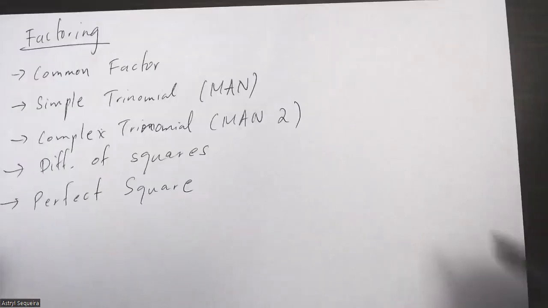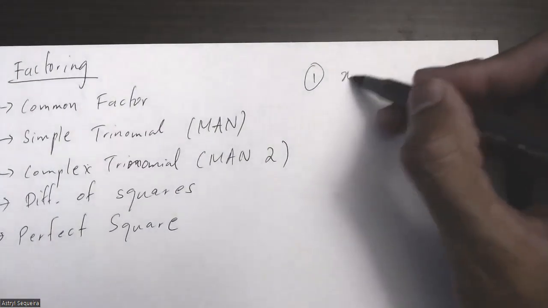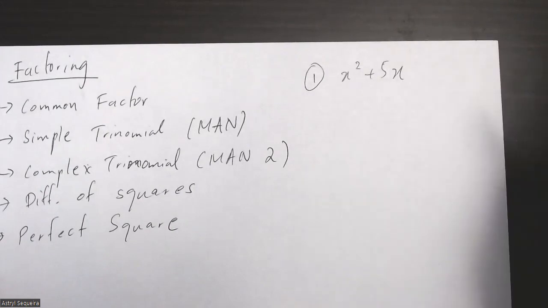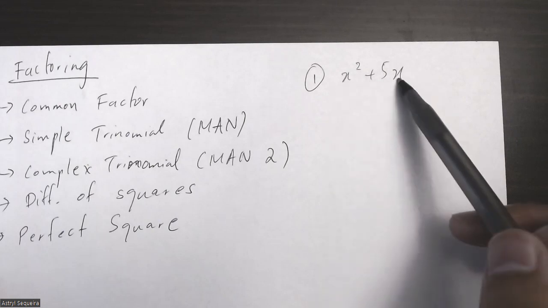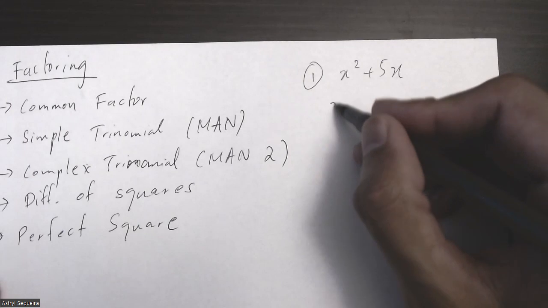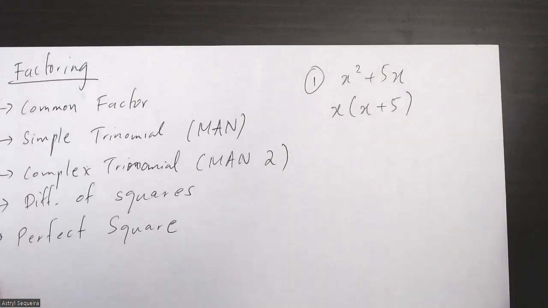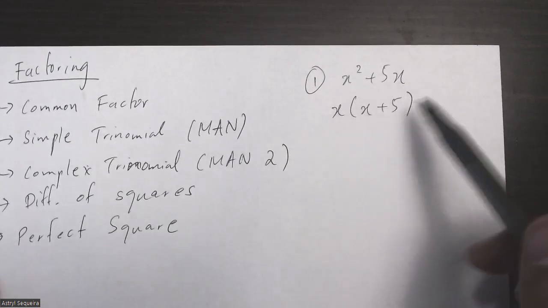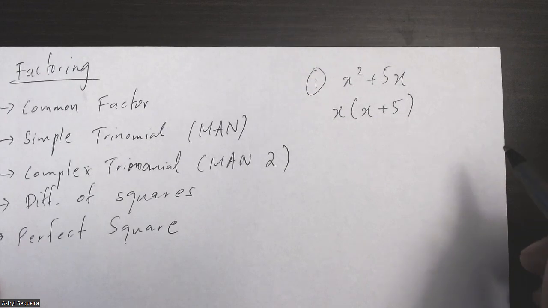We'll start with a really simple question for common factoring. First one is just x squared plus 5x. So when you're doing common factoring, you want to decide what can I divide both of these terms by. Well, I can divide them both by x. So my largest common factor is x, and I'm left with x plus 5. And that is my full solution, fully factored, gone from standard form to factored form.